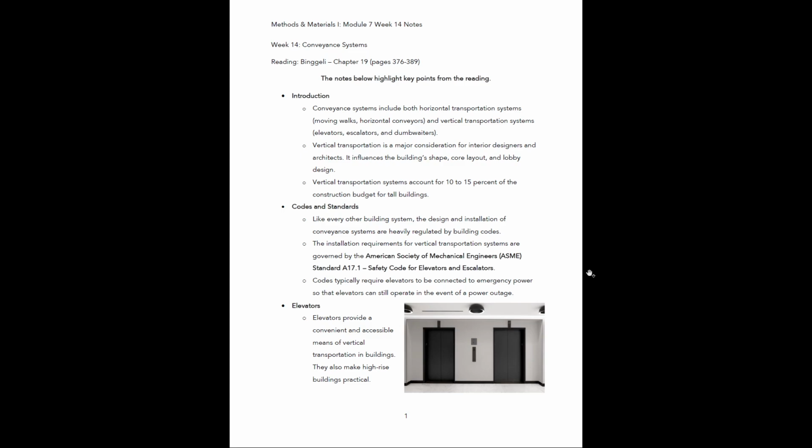The codes typically require elevators to be connected to emergency power so that elevators can still operate in the event of a power outage. So obviously, if you were on an elevator within a building and the power goes out, you don't want to be stuck in there. I know that's probably everybody's greatest fear when they're in an elevator, that they're going to get trapped in it. But you can rest assured, because the codes require elevators to be hooked up to some form of emergency power, so that in the event of a power outage, you have a way for the elevator to continue working so that you can go to the next floor and get off safely so that you're not stuck in it.